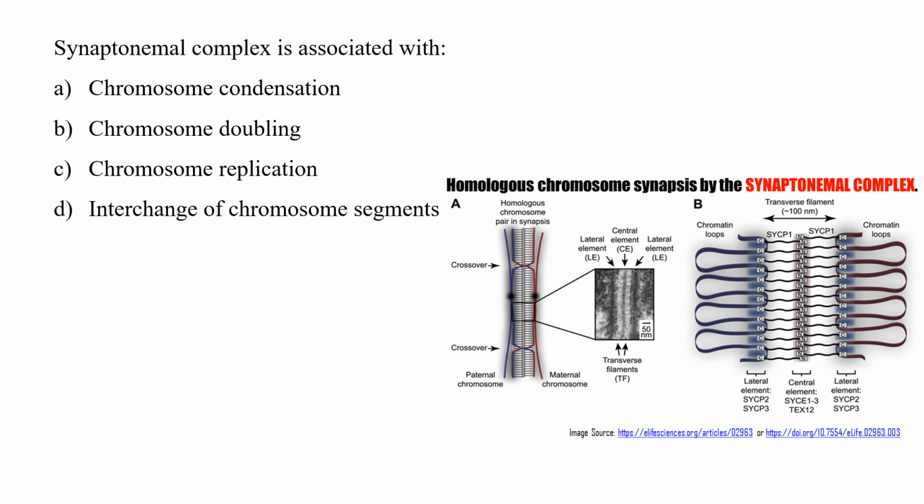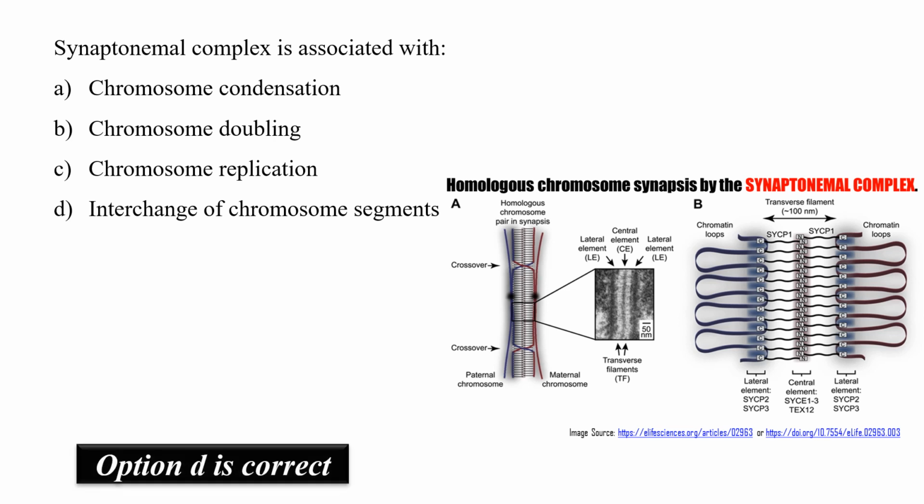It is like a zipper, as we can see in the picture. It holds the homologous chromosomes during the synapsis, and this synaptonemal complex formation takes place in the zygotene stage of prophase 1 of meiosis. So the correct option will be option number D, interchange of chromosomal segments.